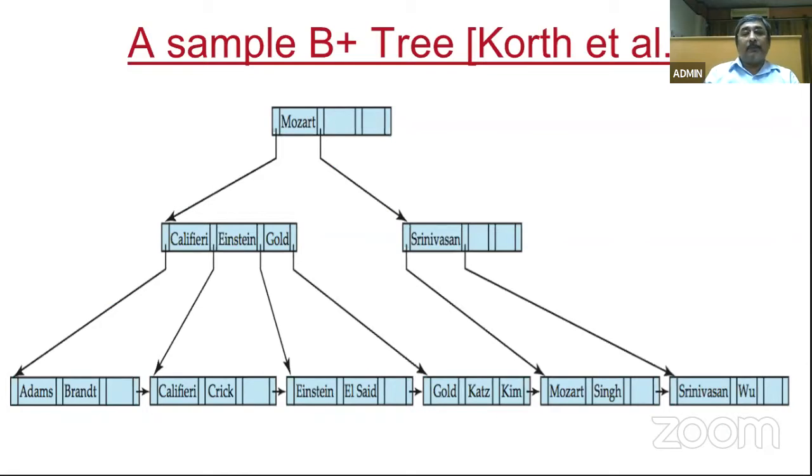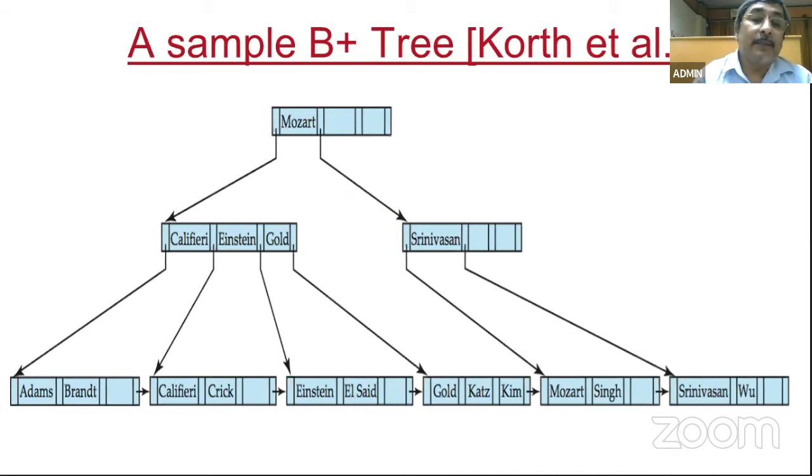Now look at the B tree. I think the structure of the B tree is understood to you. Assume that I am looking for the record for Creek. First, I go to the root, and my question is: is Creek less than Mozart alphabetically? Yes, Creek is less than Mozart, so I have to follow the left link of Mozart. I come to the block for Calipari, Einstein, and Gold.